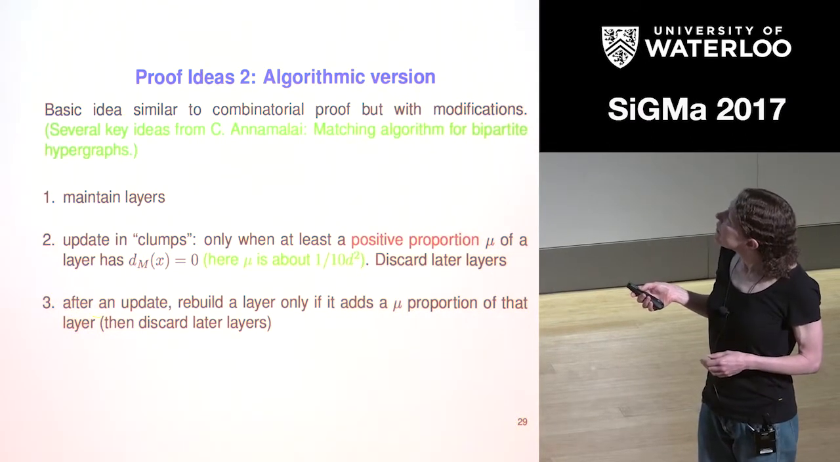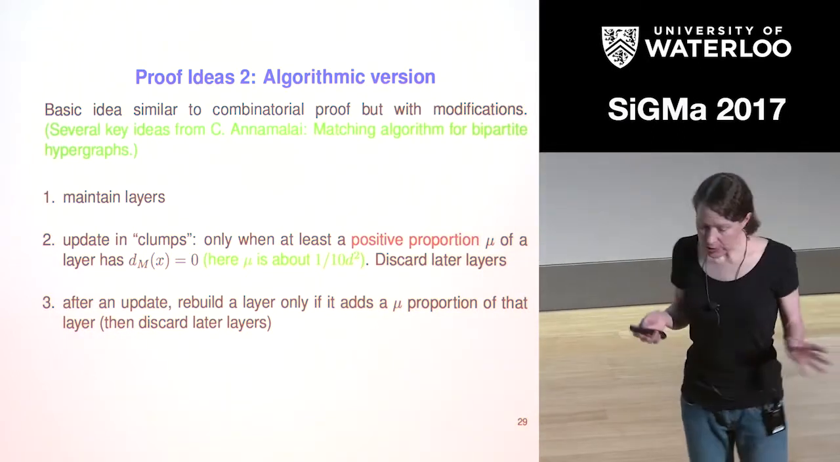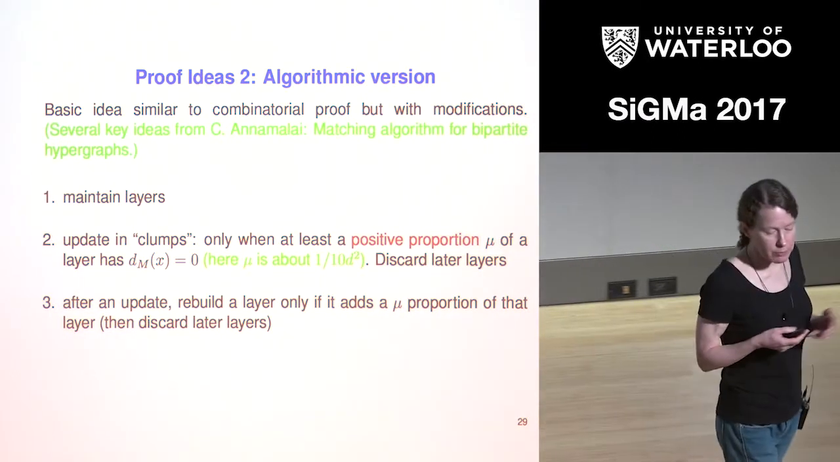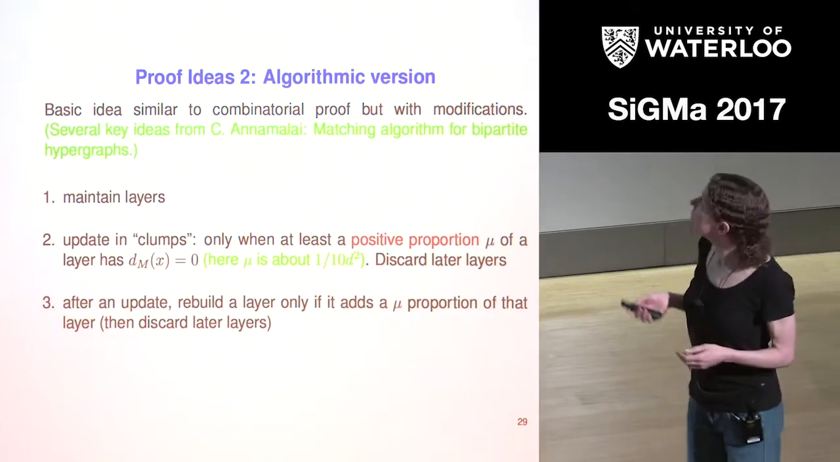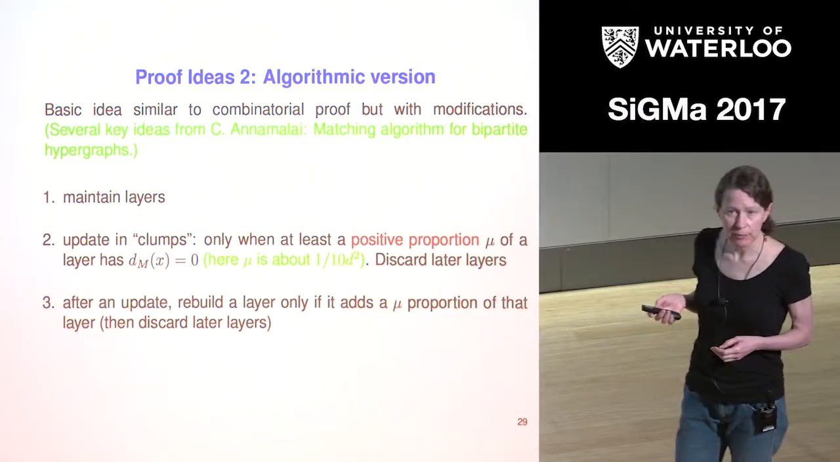And the third modification is whenever one of these updates happens, then some things are going to disappear from the tree, and we might be able to rebuild an earlier layer, and we also do that only when we add some significant proportion of that layer.